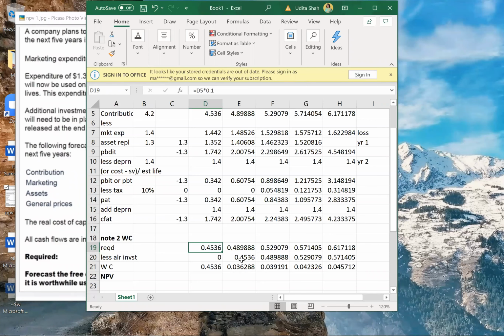0.4536 was invested, so I deducted that. When I come to year three, how much was already invested? 0.489 was already invested. When I come to year four, 0.529 was already invested. And when I come to year five, 0.57 was already invested. So I deducted these figures. I get what? I get working capital.